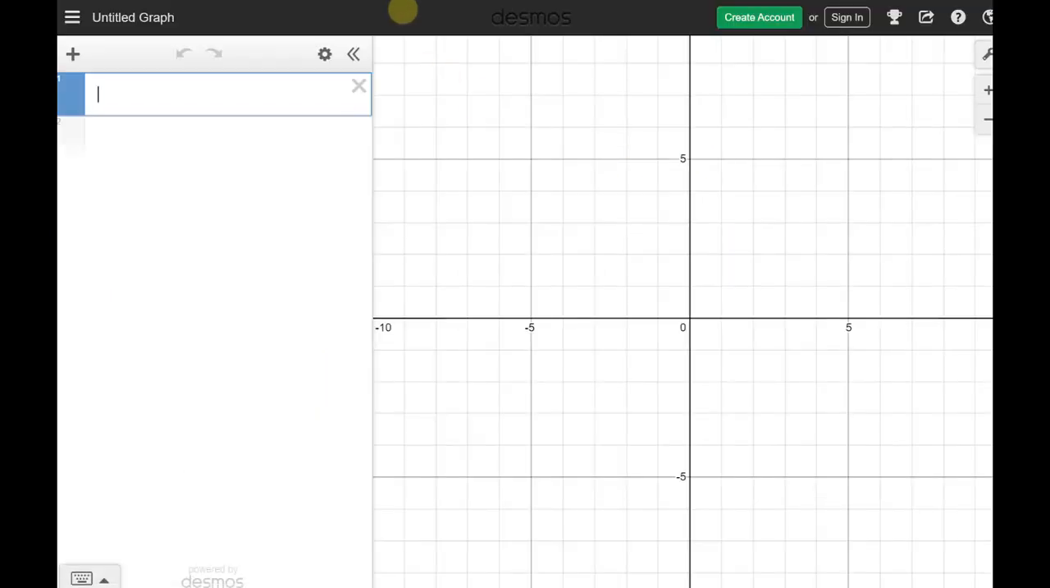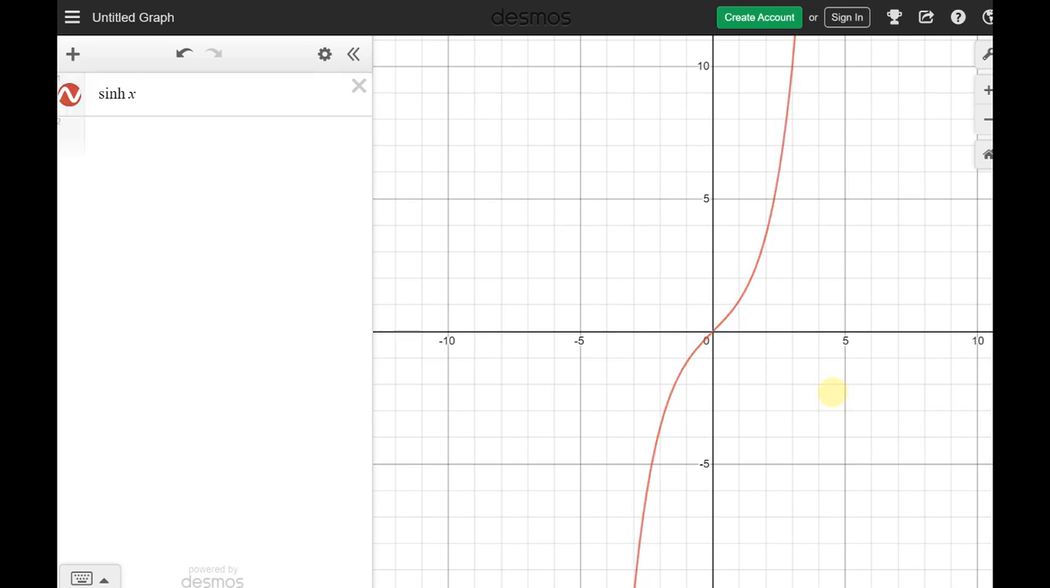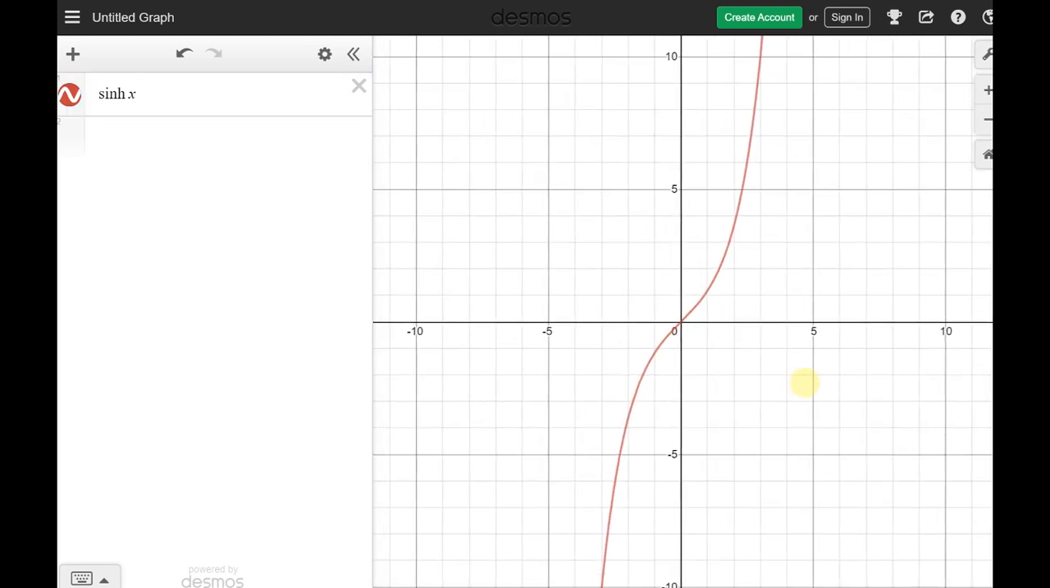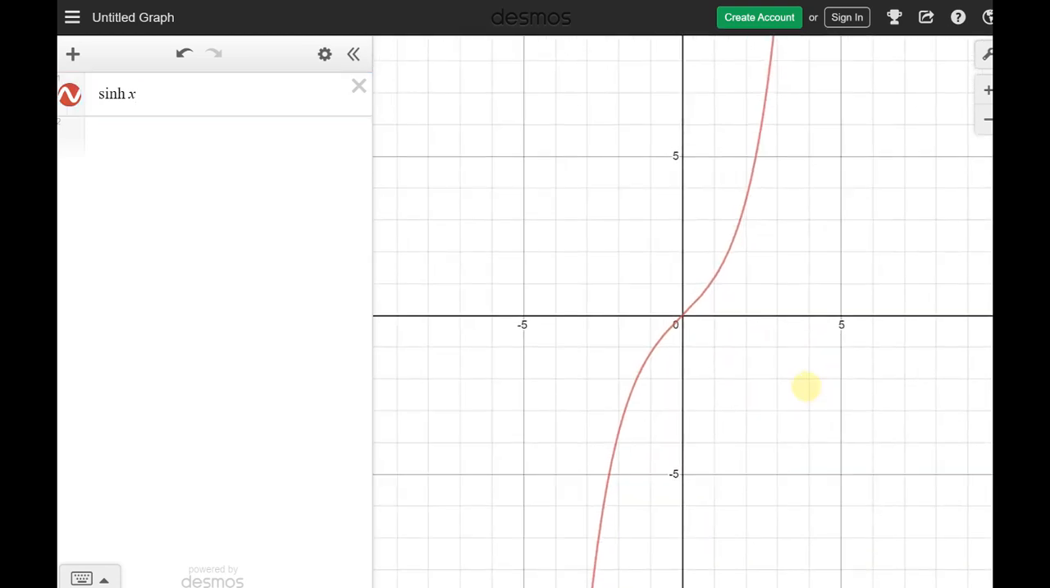Okay, so let's take a look at some of these graphs. So here's your hyperbolic sine, your sinh function. This looks totally different, right, from how the sine function looks.